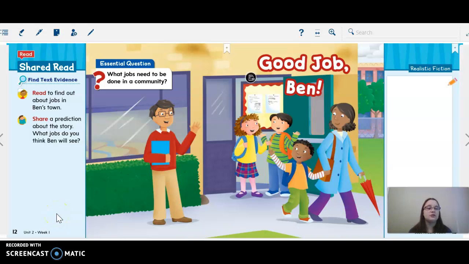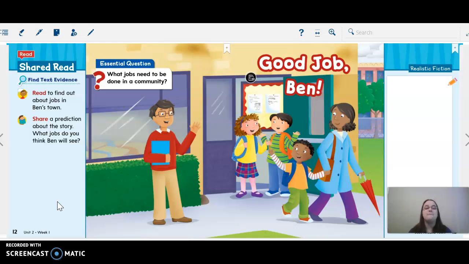Okay, friends, so here's our story, Good Job Ben. And our sound of the week is short E, which is going to be spelled with just an E or EA. So we have 2 different spellings this week, E or EA. And remember, the short E says eh, okay? Then we're also going to be on the lookout for our 4 sight words. And those sight words are help, there, use, and again. So we have help, there, use, and again. So those are the words we can also be on the lookout for.